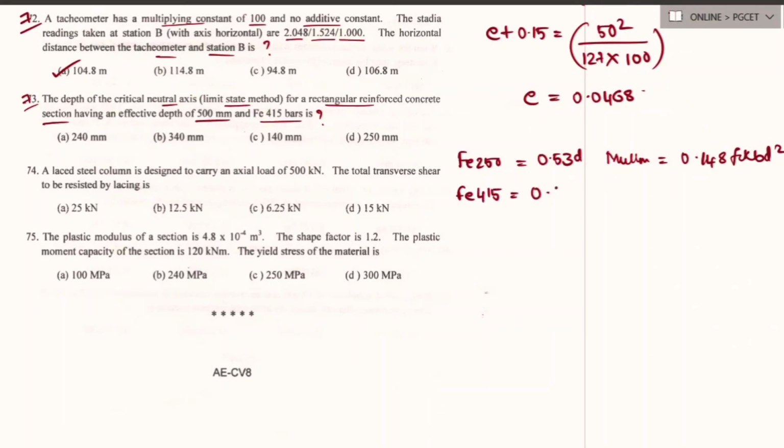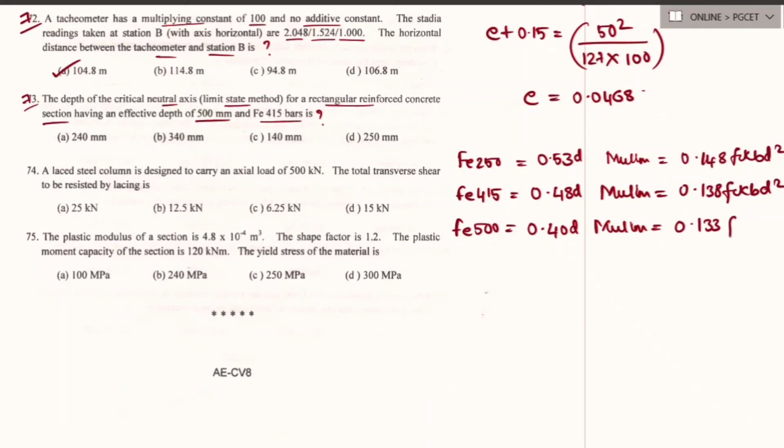the critical depth is given by 0.48 times of d and the limiting moment is given by 0.138 fck bd square. For Fe 500 grade of steel, the critical depth is 0.46 times of the depth and the limiting moment is 0.133 fck bd square. In the given question, they are asking for Fe 415 steel grade.